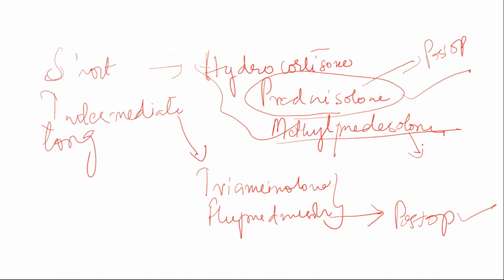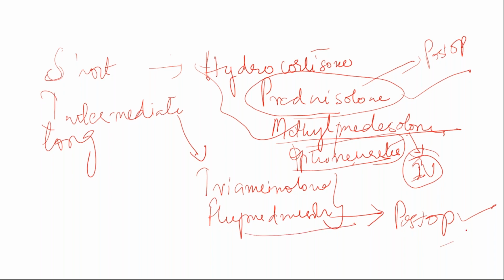Coming to methylprednisolone, when we want to give IV, then only we'll give methylprednisolone, like in optic neuritis. If you want to give IV, then we will go with methylprednisolone. So fluprednisolone is the latest post-operative drug, but it is proved that it is less effective than prednisolone. So we are using only prednisolone.